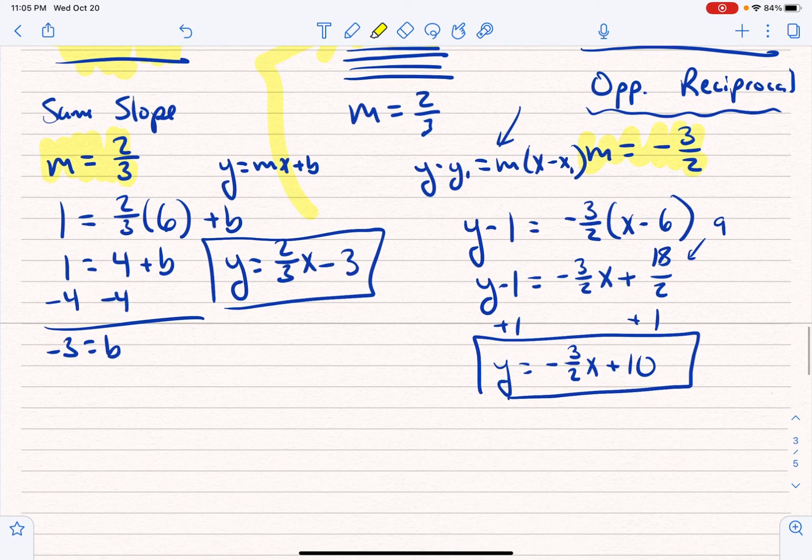A big thing to notice: some people solve the first one and then just reuse the y-intercept. Notice the y-intercept is different. Very rarely will it ever be the same. So don't do that. You've got to go through all the steps again. Hopefully this made some sense.